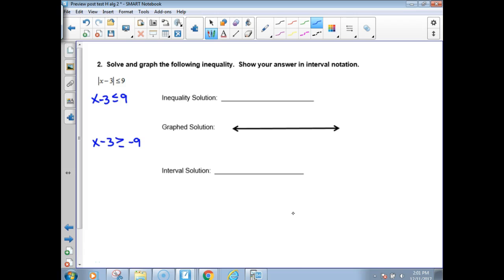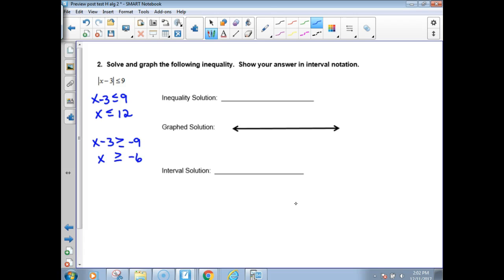Flip the sign, change the sign. Never change what's in the absolute value. You do not change the sign in between there or anything. It stays x minus 3, x minus 3. All right, so then you add 3 to both sides and you get x is less than or equal to 12. The second inequality, you add 3 to both sides, you get x is greater than or equal to -6.